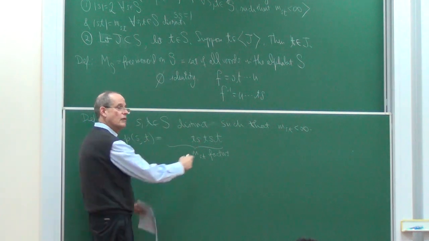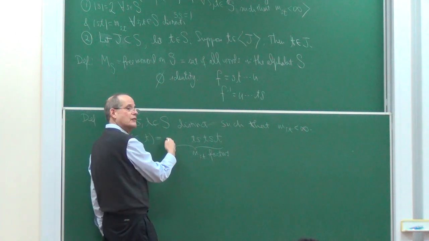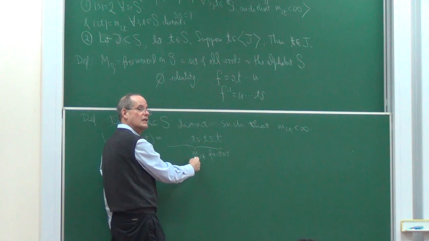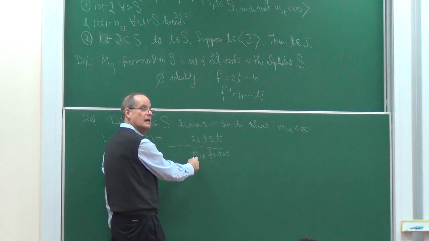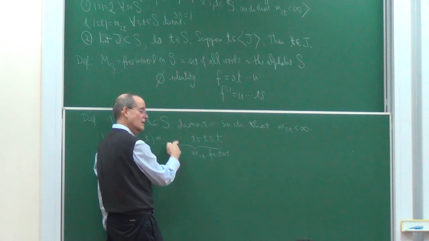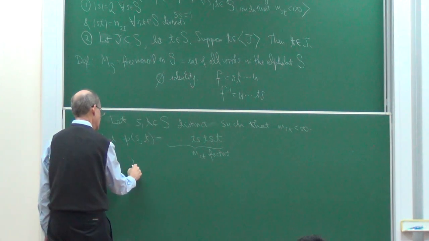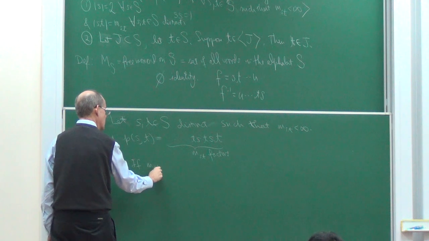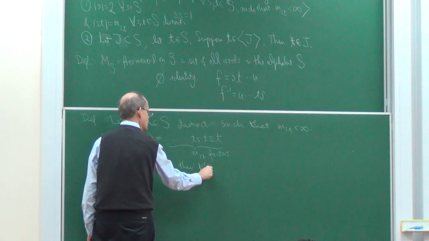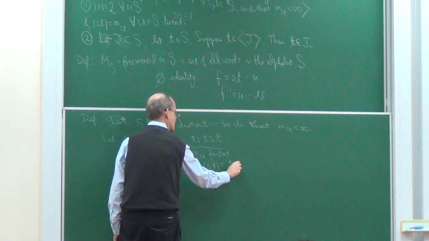So this makes sense. You write as many factors. You can't say what the first letter is. It depends on the parity of M_{S,T}. So if M_{S,T} is odd, then it ends in T. If it's even, then it begins in S. So for example, if M_{S,T} is equal to 3, then P_{S,T} is equal to TS.